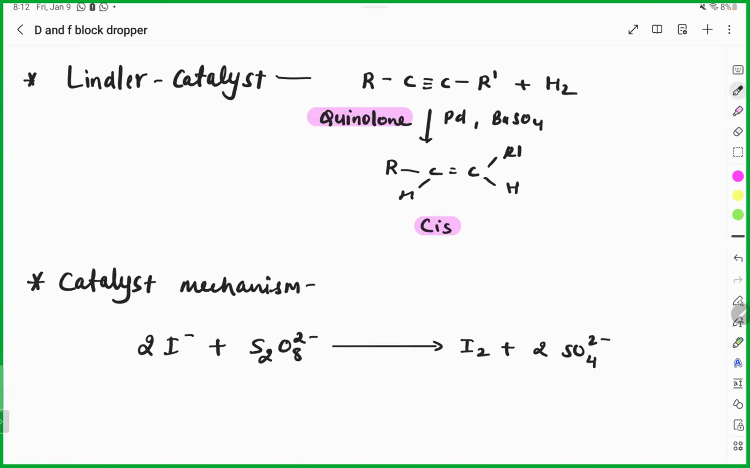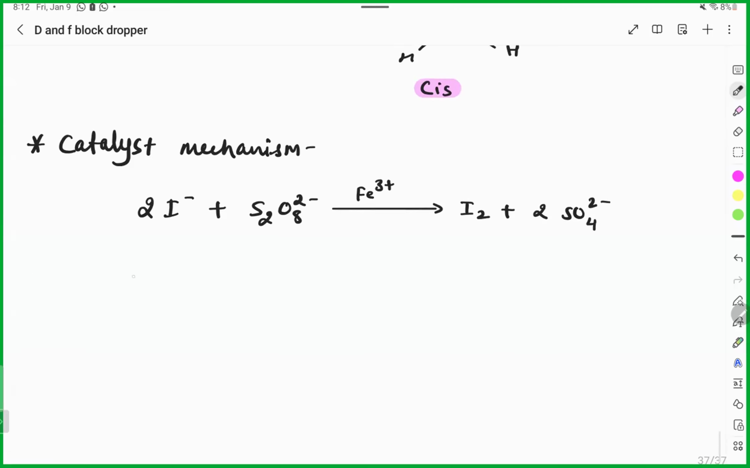In this case, we use iron 3 positive. So what is the role of iron 3 positive? In the same reaction, first iodide will react with the iron 3 positive and it will convert into iron 2 positive, and iodine will form. So what is happening? Iodide is undergoing oxidation, iron is undergoing reduction.